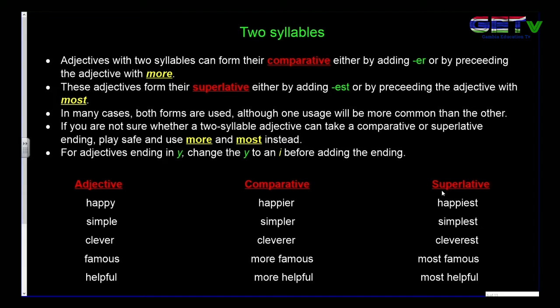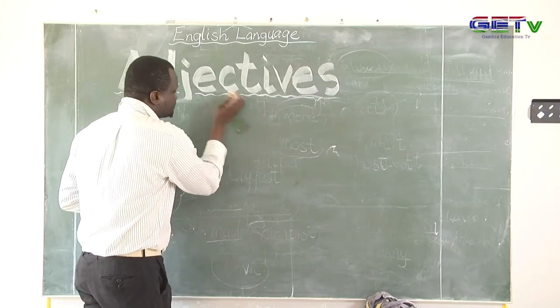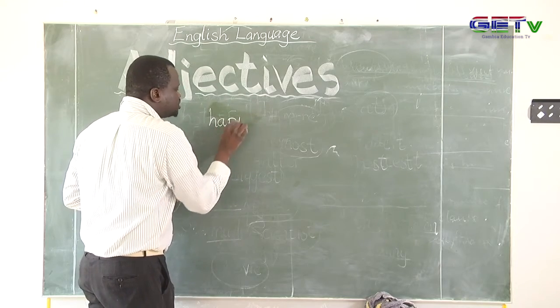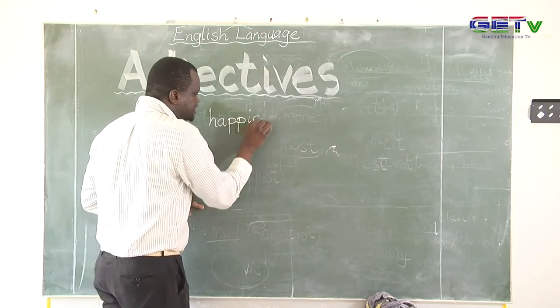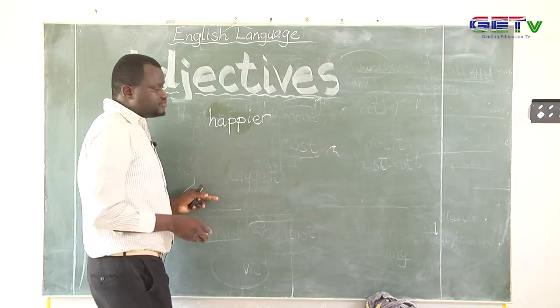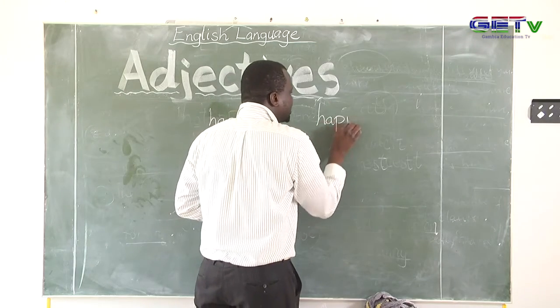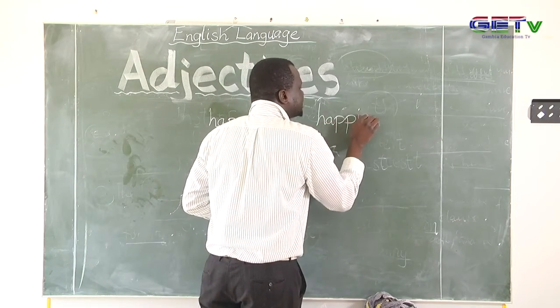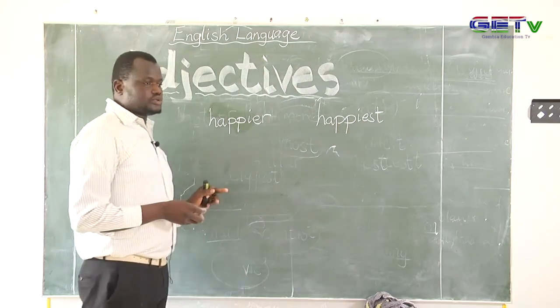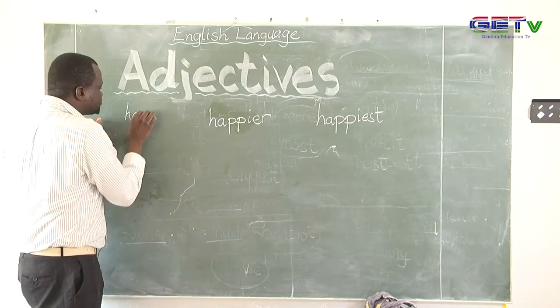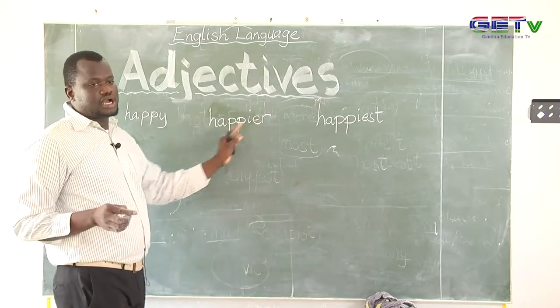So here you have seen the example, happy is the original adjective. So to form the comparative, remember the rule that I told you, the word ends with Y, so we are going to change the Y to I. We change the Y to I and then add ER. And for superlative, the same thing, we change the Y to I and then add EST. So it becomes happy, happier, happiest.